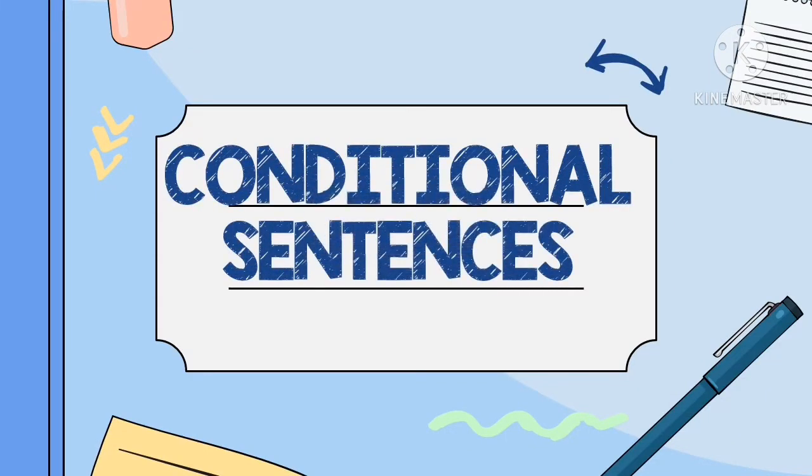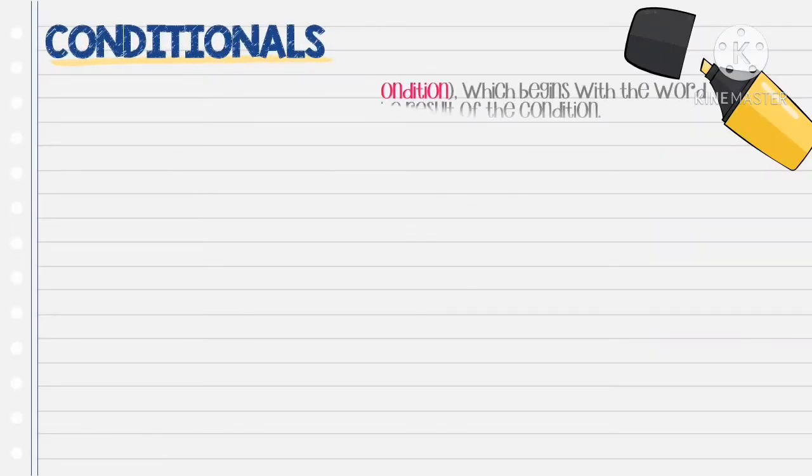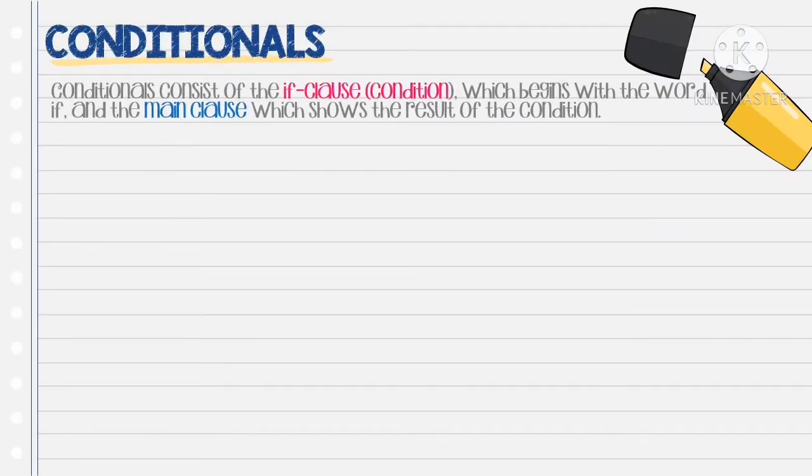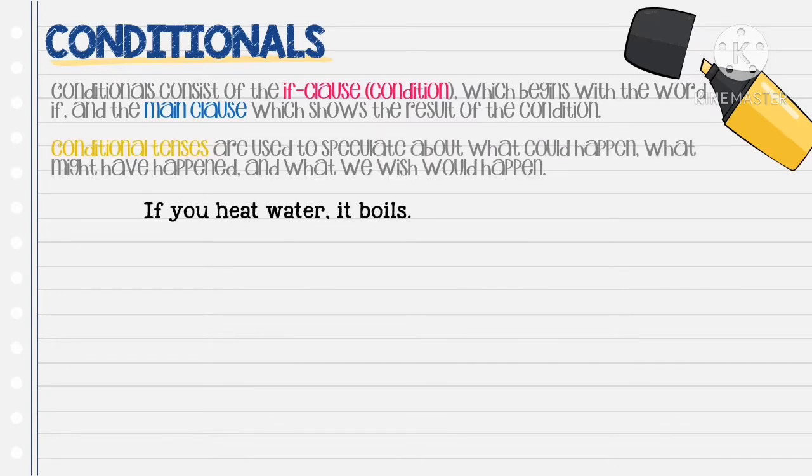Conditional sentences. Conditionals consist of the if clause condition, which begins with the word if, and the main clause, which shows the result of the condition. Conditional tenses are used to speculate about what could happen, what might have happened, and what we wish would happen. Let us analyze the sentence.